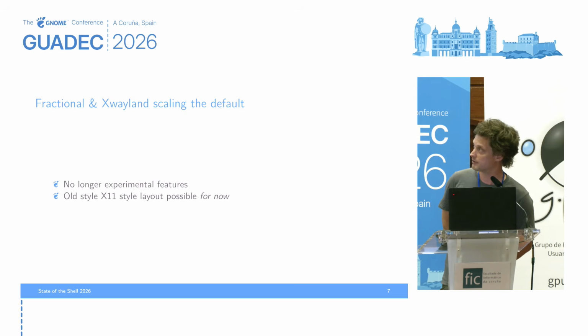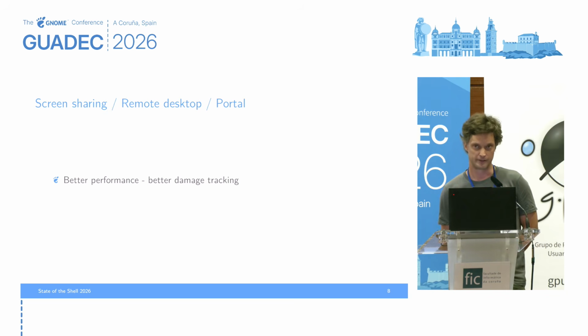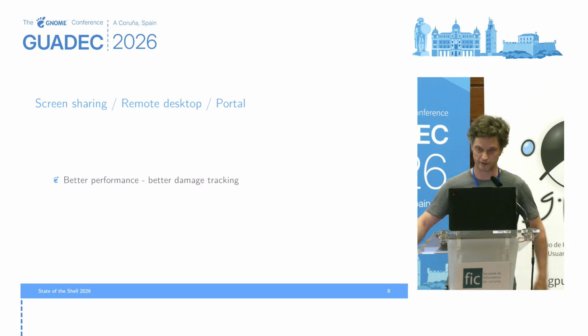There is this X11 style layout still possible, but that's something that in the future we will be able to clean up as well. It's there now in case it's actually needed for something, which we will find out in the coming cycles. But that is giving even more opportunity for creating a linear architecture.